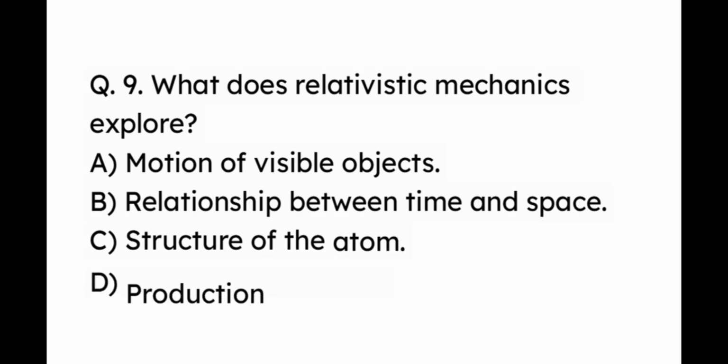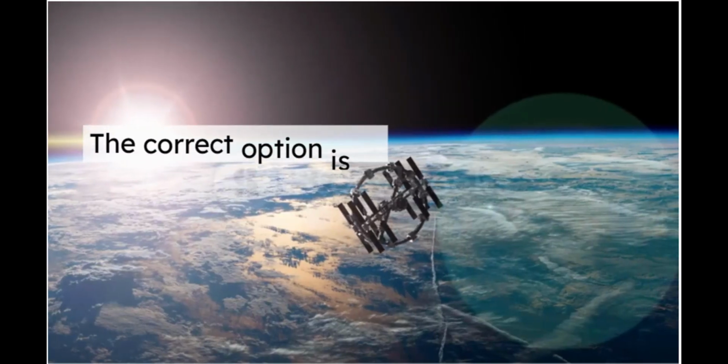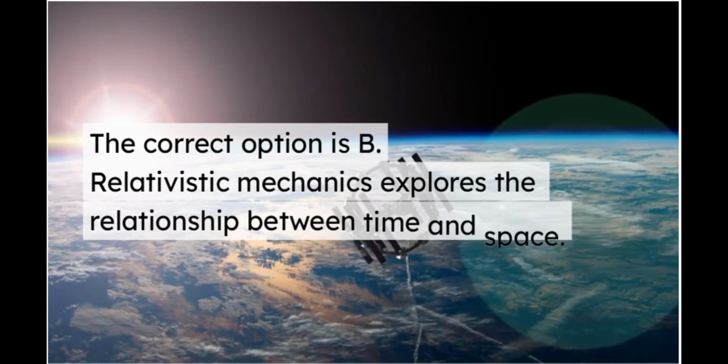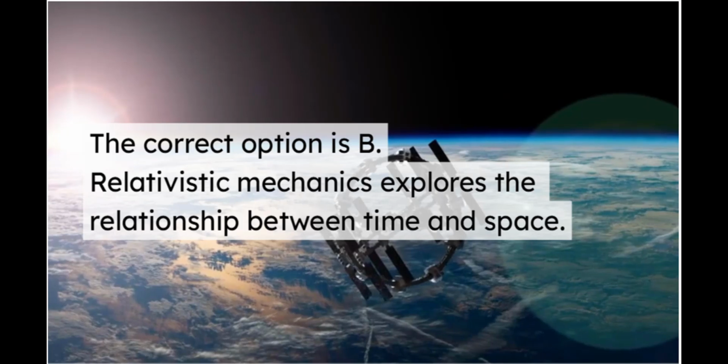Q9. What does relativistic mechanics explore? A. Motion of visible objects. B. Relationship between time and space. C. Structure of the atom. D. Production of sound. The correct option is B. Relativistic mechanics explores the relationship between time and space.